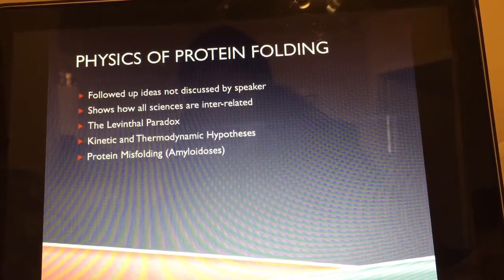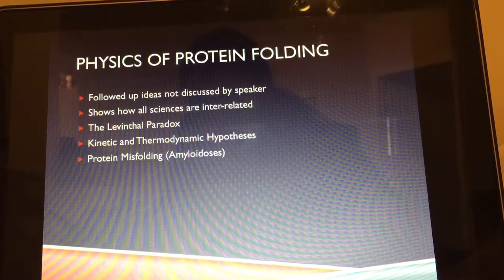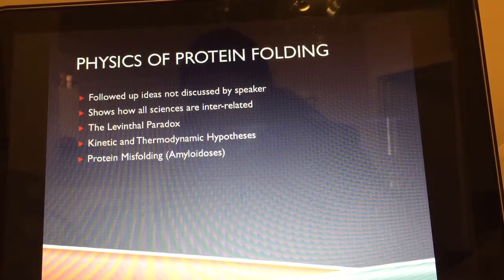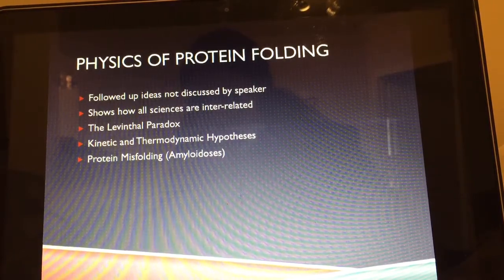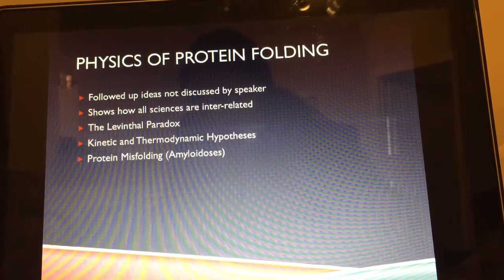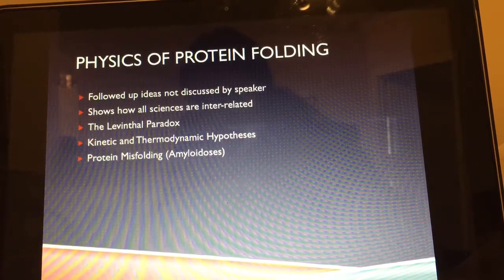The kinetic hypothesis is the exact opposite view. It predicts that the native state is not at a total energy minimum, but is actually at a local minimum, which is determined by the folding pathway, which achieves a low free energy the quickest.